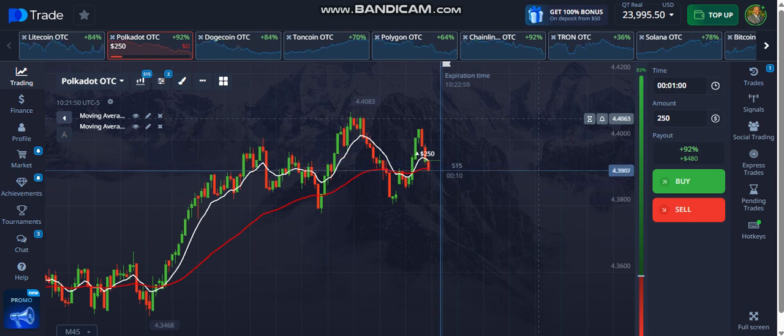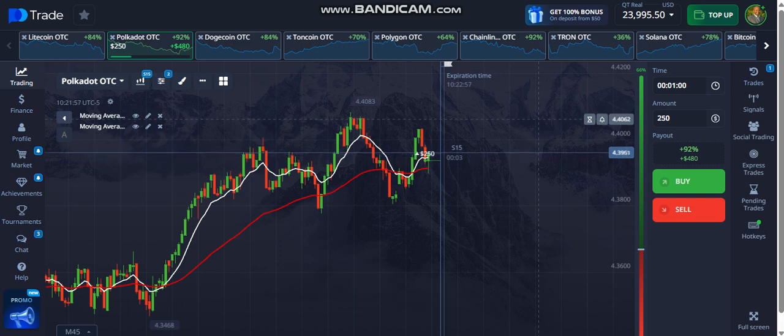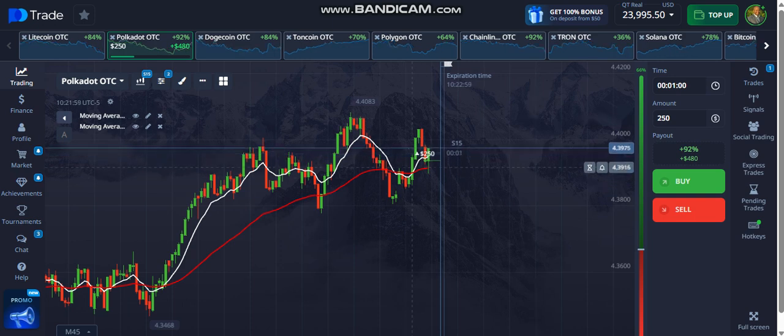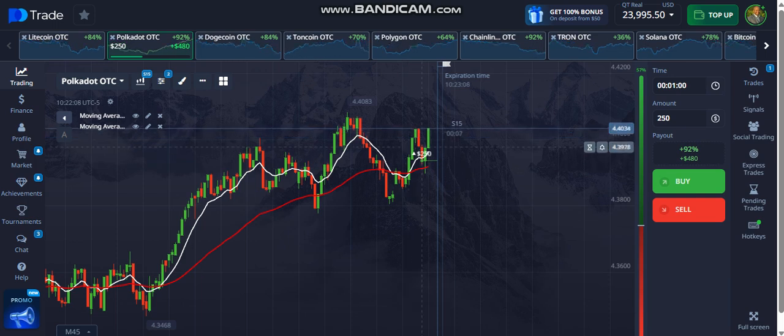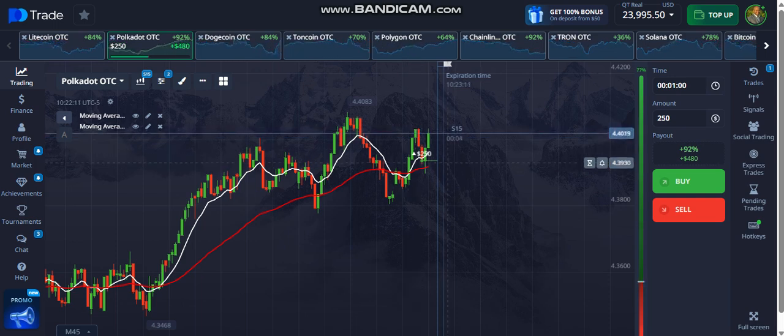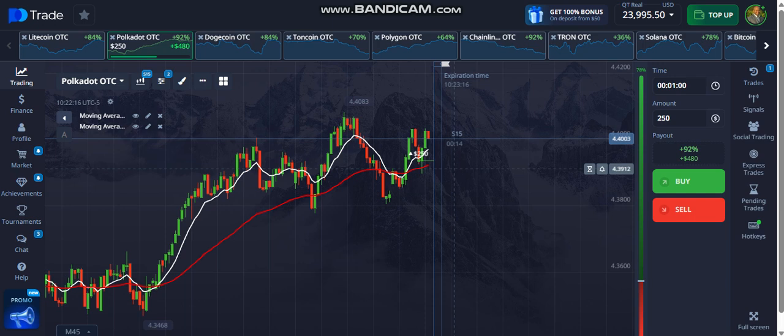Okay, so I just took a trade, a buy trade, a call trade on the Polkadot crypto. Same situation. I waited for the crossover of the 10 and the 50 EMA, waited for the retracement. See, had the price climb, and then it started retracing downward back to the line. And once the price touched the line, respected the line, I took the buy trade.